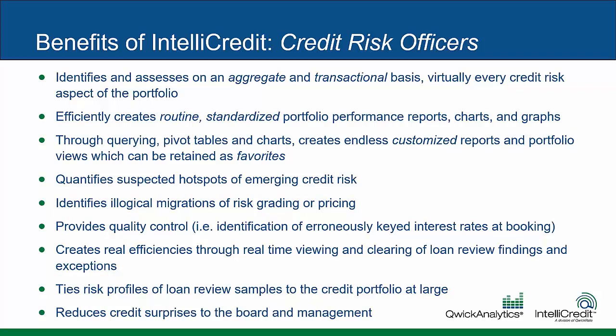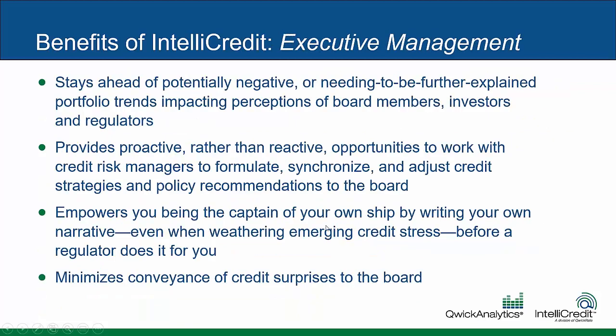It quantifies suspected hotspots. It identifies illogical migrations of risk rating and pricing. It has even been used to determine quality control, where in one bank a $4 million loan had been miskeyed as a 0.4% interest rate instead of a 4% loan. It creates real efficiencies through real-time viewing and clearing of loan review findings and exceptions when the Smart Loan Review deliverable is used. It ties risk profiles of loan review samples to credit portfolios at large, and it reduces credit surprises to the board and management, which is critically important.